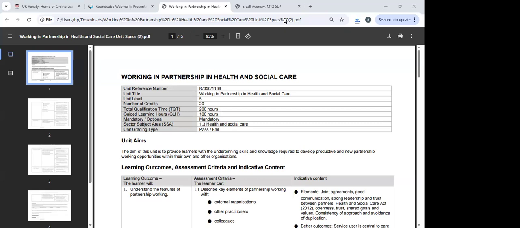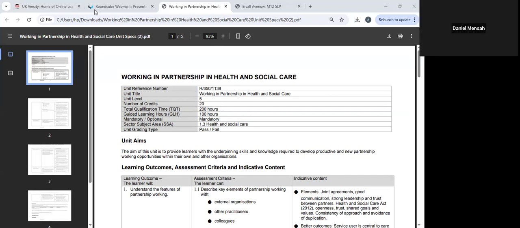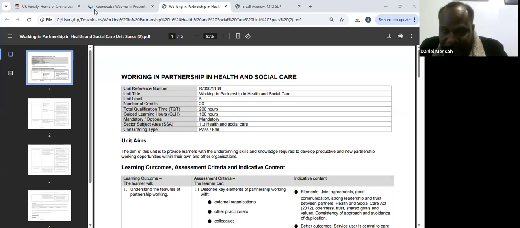Hi, this morning we want to look into the opposition and just unit LO2, working in partnership in health and social care.